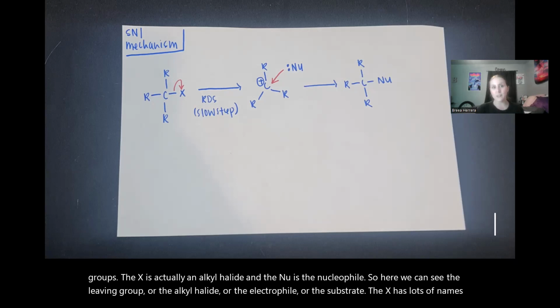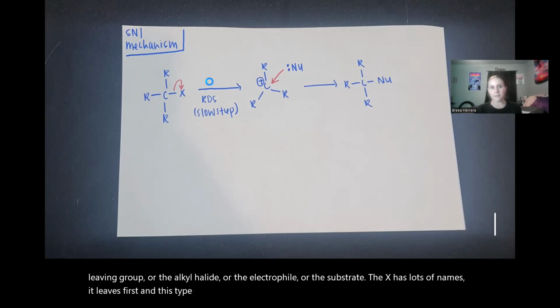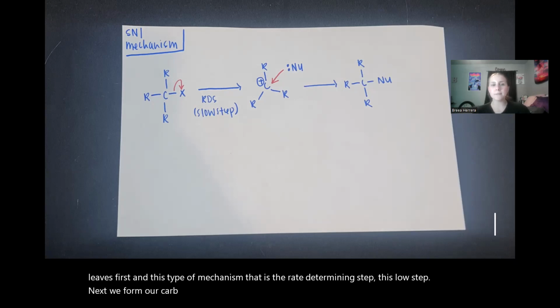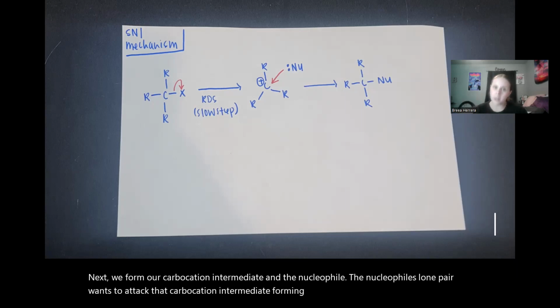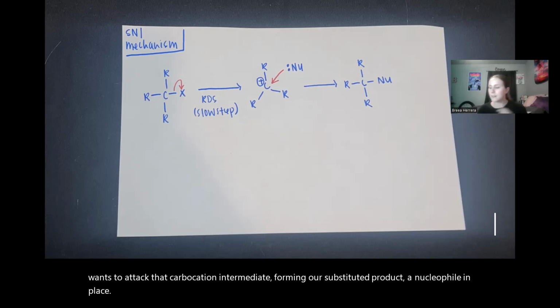It leaves first in this type of mechanism. That is the rate determining step, the slow step. Next, we form our carbocation intermediate, and the nucleophile's lone pair wants to attack that carbocation intermediate, forming our substituted product, a nucleophile in place of the electrophile.